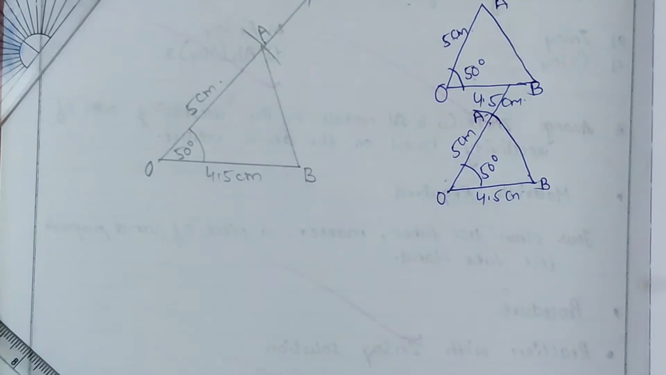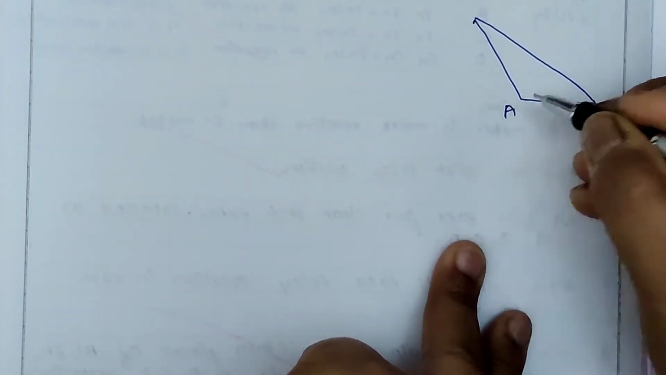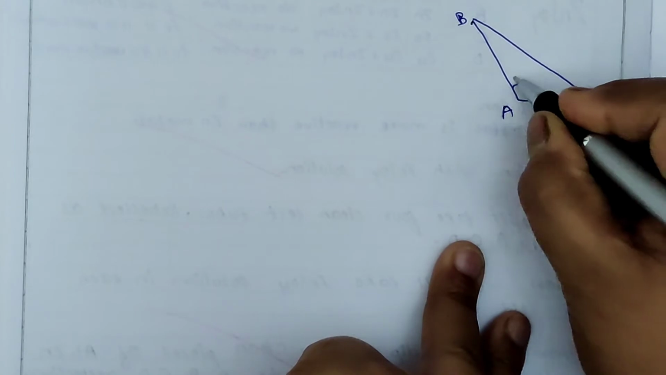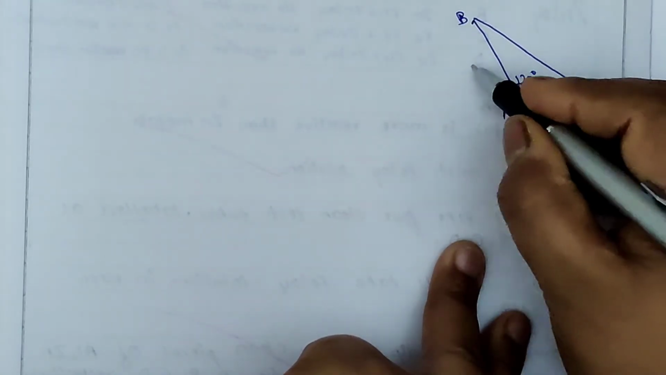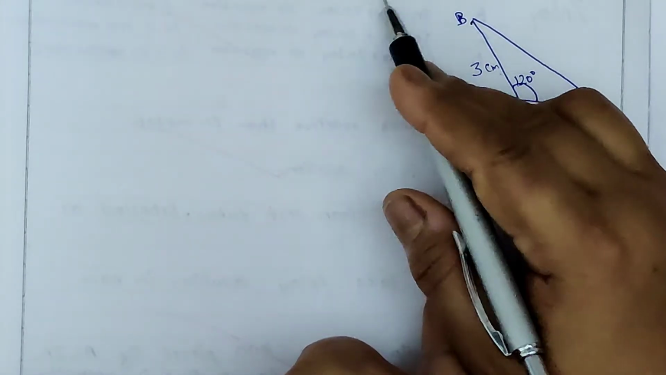Now question number 2: construct a triangle ABC in which angle A is 120 degrees and AB equals AC equals 3 cm. Draw the bisector of angle A. First we have to draw the rough figure. Here is the angle A, 120 degrees, and AB and AC are 3 cm. And draw the bisector of angle A.